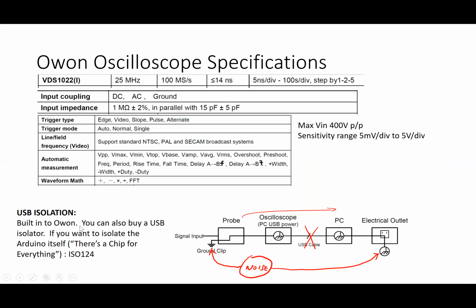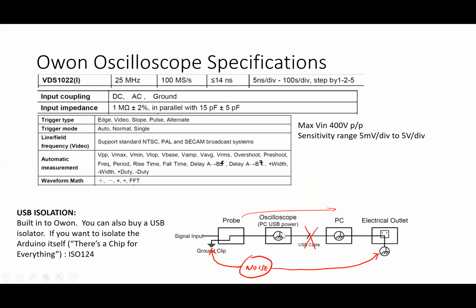The oscilloscope I recommended you buy costs about $20 more than its cheap brethren. What you're paying for is what the I stands for here in this VDS1022I. It is a USB isolator that sits between the oscilloscope and the PC. Let me explain why this is a good idea. Here is your scope probe. It has the probe that connects to the varying signal, and then a ground clip that would connect, for example, to the ground supply on your Arduino. And you measure the potential difference between the two.